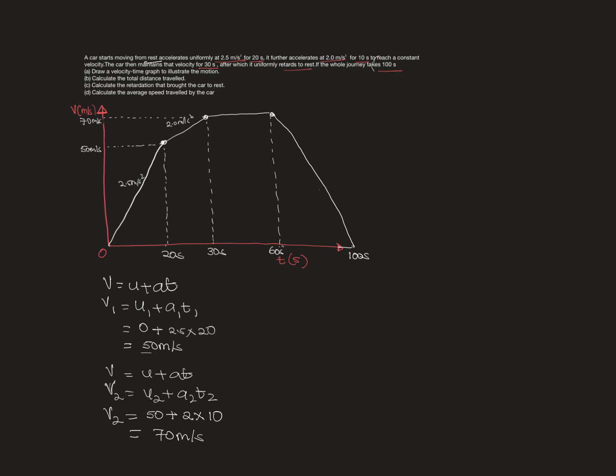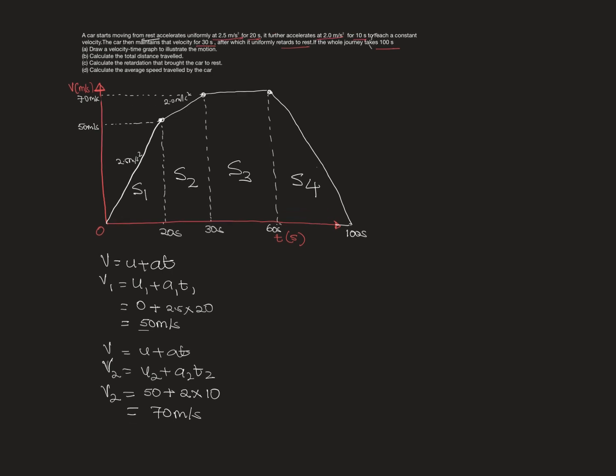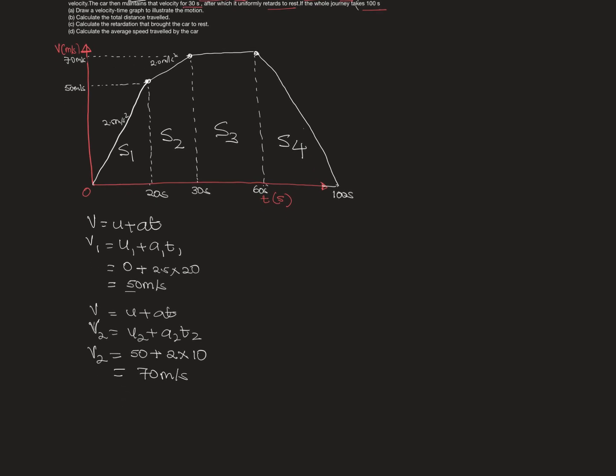To know the total distance traveled, we need to calculate the sum of the areas for the entire journey. So we can say this is S1, it looks like a triangle. This is S2, looks like a trapezium. This area is S3, it looks like a rectangle sort of, and S4 looks like a triangle. If we trace the shape out, this is how S1 looks. So we're going to have 20 and we have 50.